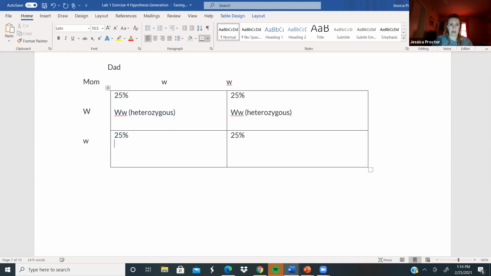And then here in this box, we take one allele from here, one allele from here. So in this box, we end up with a homozygous recessive child. And then here in this box, we take one allele from here, one allele from here. So we end up with another homozygous recessive child.